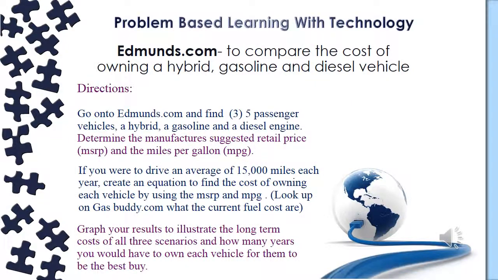The directions for this assignment are to go on to Edmunds.com and find 3 5-passenger vehicles, a hybrid, a gasoline, and a diesel engine. Determine the manufacturer's suggested retail price, the MSRP, and the miles per gallon, the MPG. If you were to drive an average of 15,000 miles each year, create an equation to find the cost of owning each vehicle by using the MSRP and the MPG.